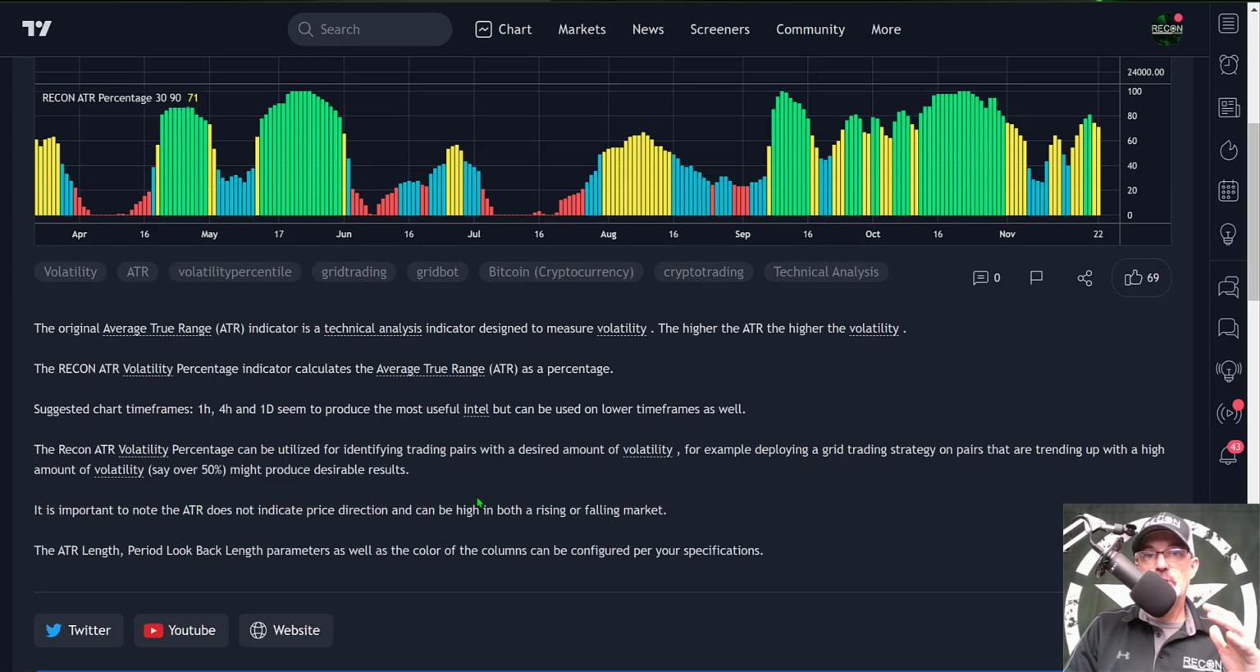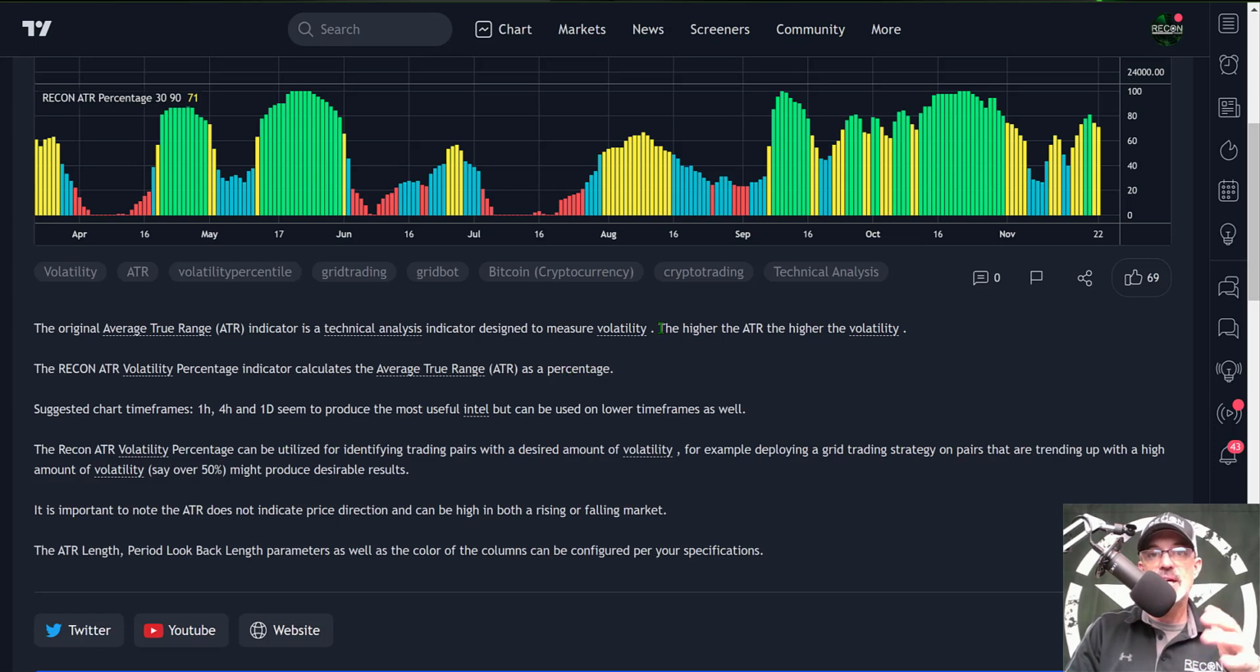Now, it is important to note that the ATR indicator does not indicate what direction the price is actually moving. You can have high volatility in a rising market. You can also have extremely high volatility in a falling market. So it is not a trend-based indicator, and it should really only be used as a volatility indicator.